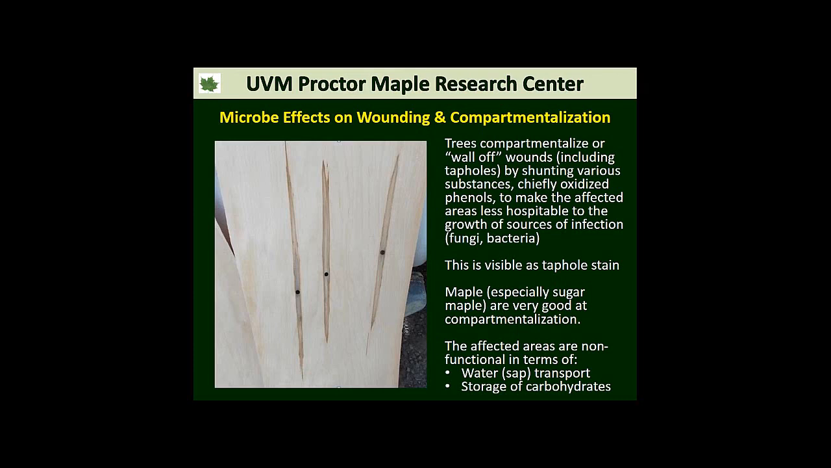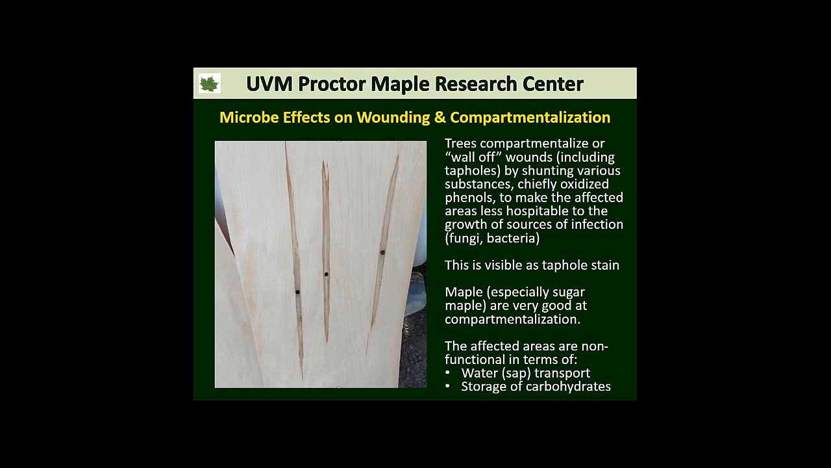Turns out maple trees, which is very good for us, are excellent at compartmentalizing wounds. And that goes into the concept of sustainable tapping. You have to realize that the area that is stained, though, is no longer functional from the tree's perspective in terms of moving water or sap through that affected zone. So if you tap into an area of brown wood later on, you're just not going to get a lot of sap because the tree can't move sap through there.